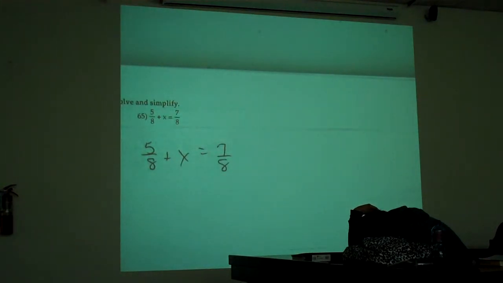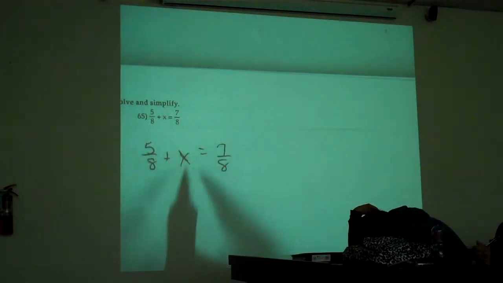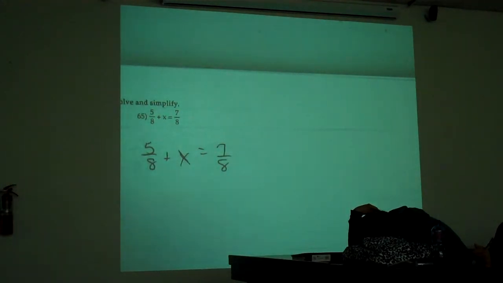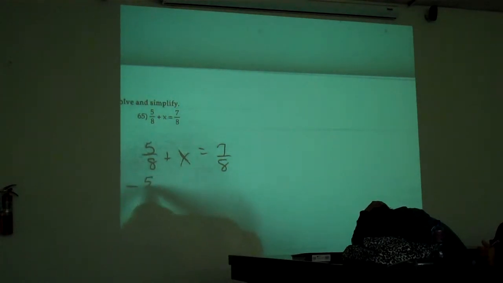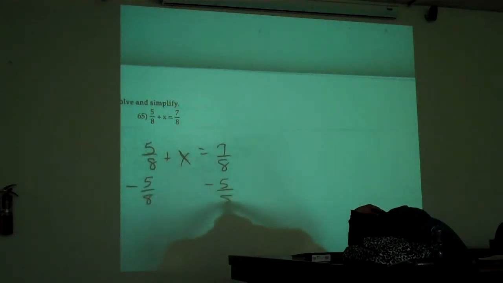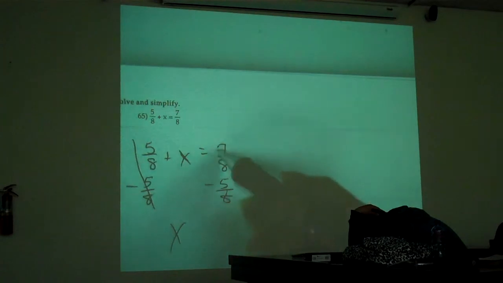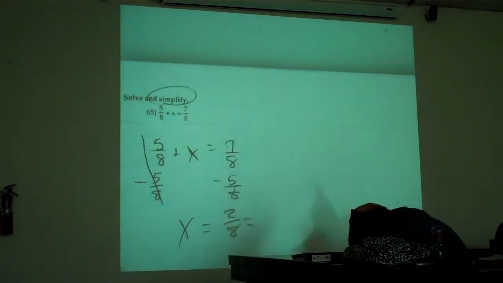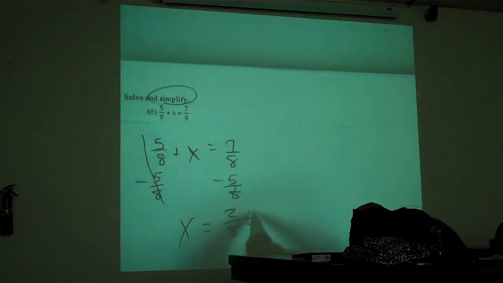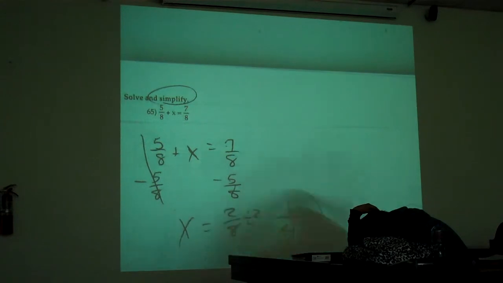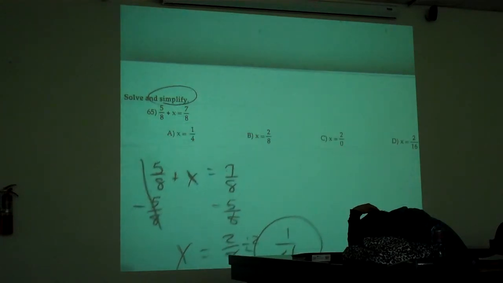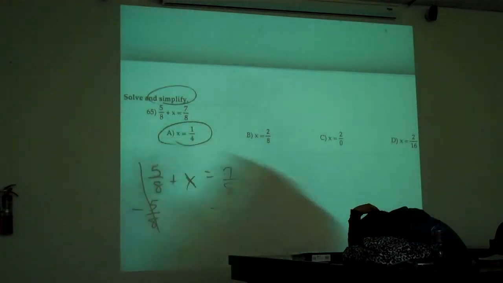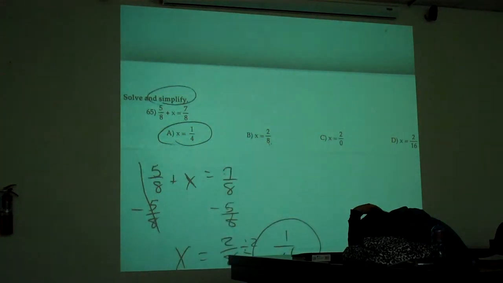You already know in your head, huh? Well, you already know it's 2/8, right? 5/8 plus 2/8 is 7/8. But to show your work, you would subtract 5/8 from both sides. 7/8 minus 5/8 is 2/8, which is 1/4. Yeah, we need to simplify. Divided by 2 is 1/4. So 2/8 is 1/4 simplified. Don't leave it 2/8.